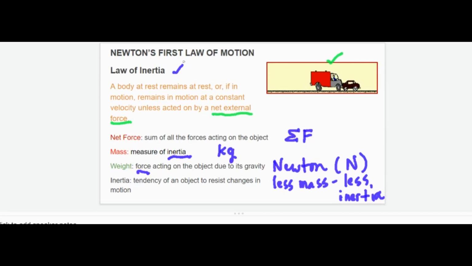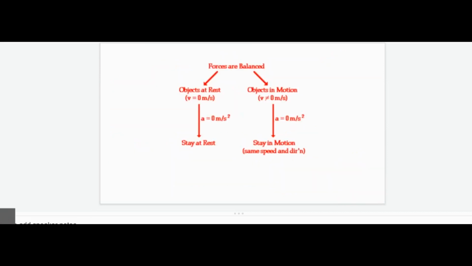Now let's look into the two things that will happen if forces are balanced for an object at rest and for an object in motion. So if the forces are balanced, let's say for instance we have 5 forces acting on one object. Okay? So there are 5 forces. If these 5 forces act on that object that is initially at rest, then that object will continue to stay at rest.